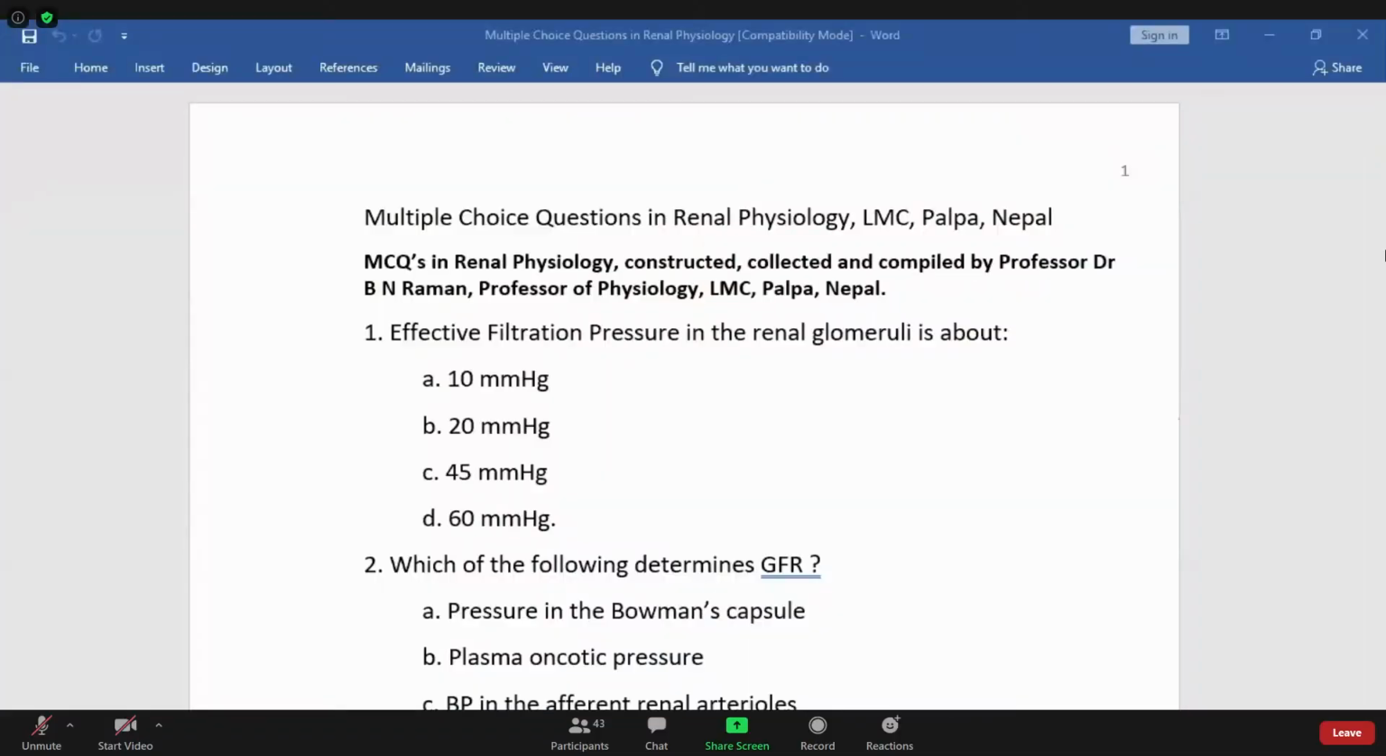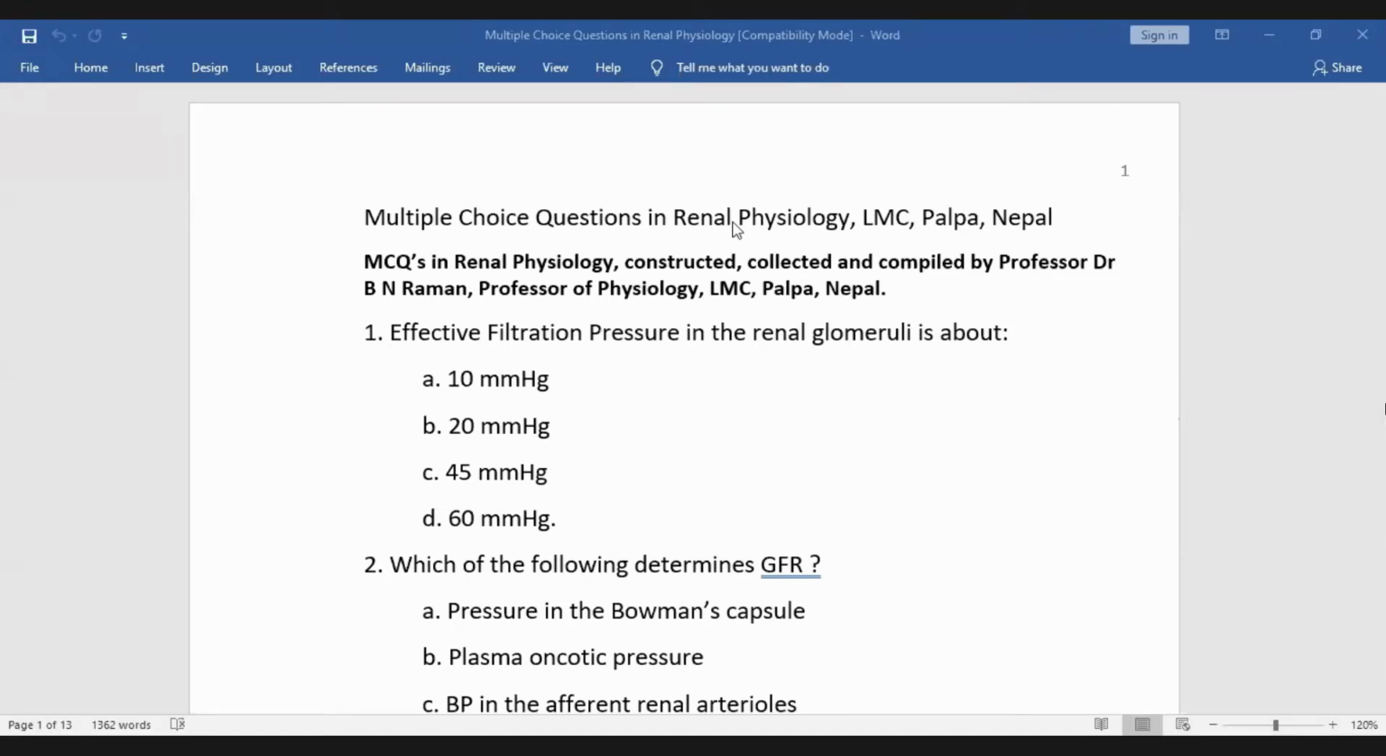Which of the following determines GFR, that is the glomerular filtration rate? Which one is determining it? Is it the pressure in the Bowman's capsule? No, it is not determining, it is opposing. Plasma oncotic pressure, again it is opposing, it is preventing the filtration. Blood pressure in the efferent renal arteriole. This is the correct one.